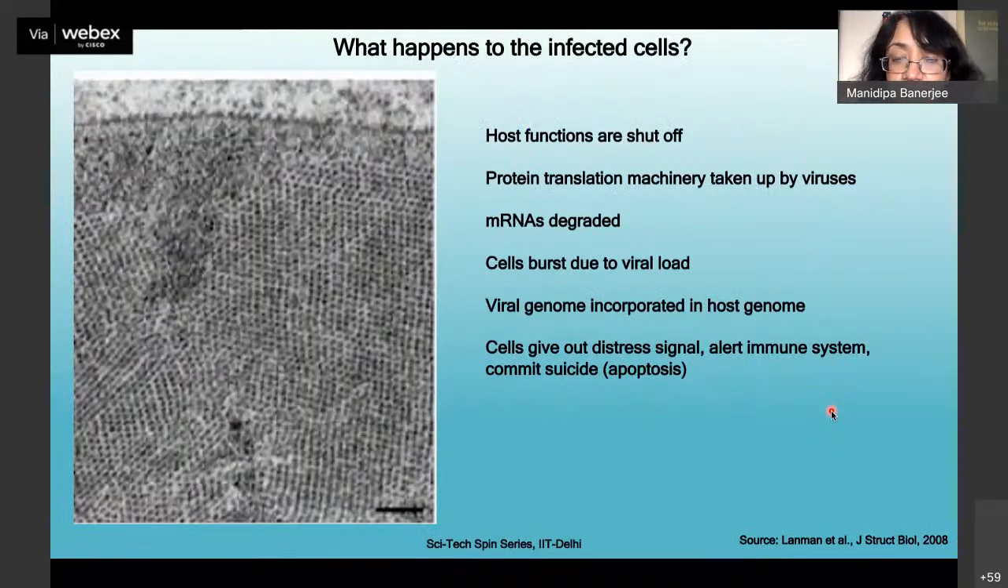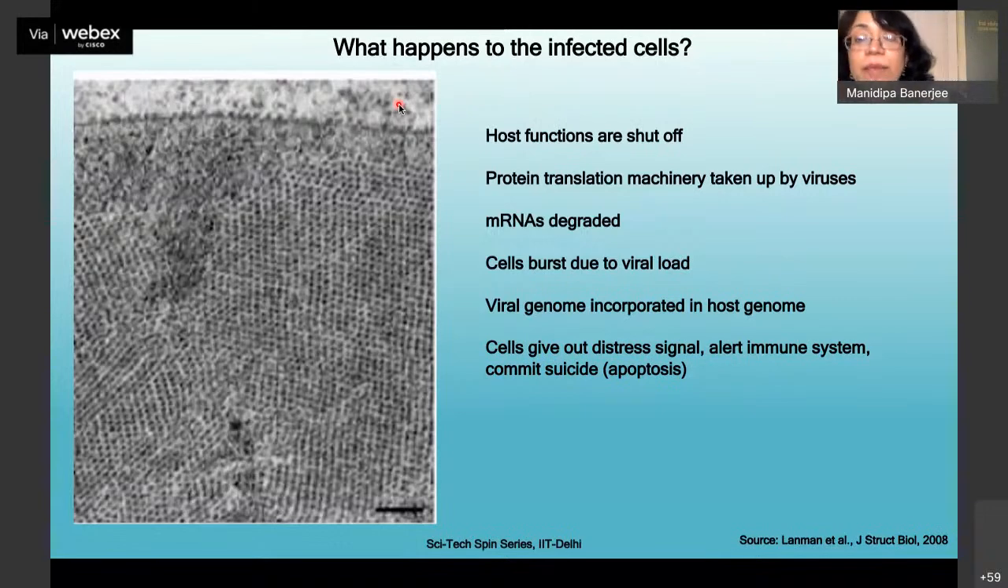So what is happening to the infected cells? Our functions now are shut off. We can't make any protein, and without protein, we cannot carry out any function, because this is all being taken up by viruses. Our own messenger RNAs are degraded, destroyed by viruses, because they want their messenger RNAs to make protein. And sometimes when the viral load becomes too much, our cells burst, right? Because there's just too much virus. So if you see this picture, this is actually a lot of viruses. This is just one cross section of a cell. And here is the cell membrane. And you can see that there has been significant damage to the cell membrane, because it's bursting and viruses are all going out, right?